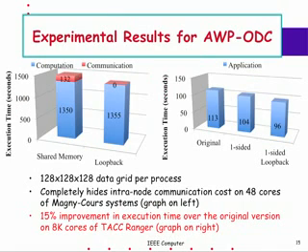So here we are showing some experimental results for our application. On the left-hand side you can see the total execution time. We used a 128 by 128 by 128 data grid per process, and this experiment was run in a 48-core environment, that is the Magny-Cours system. That is the graph on the left.